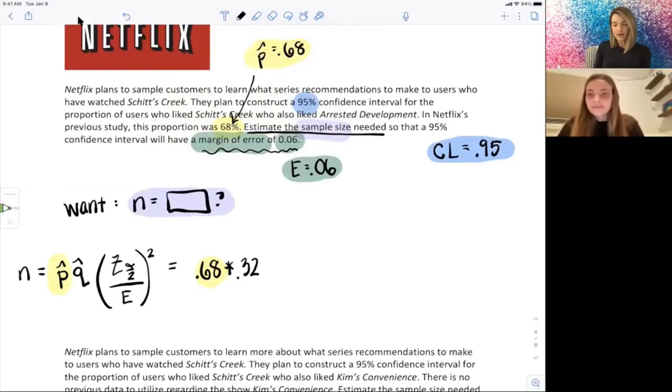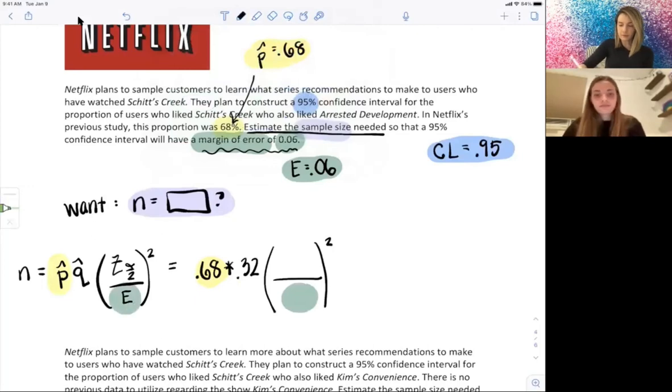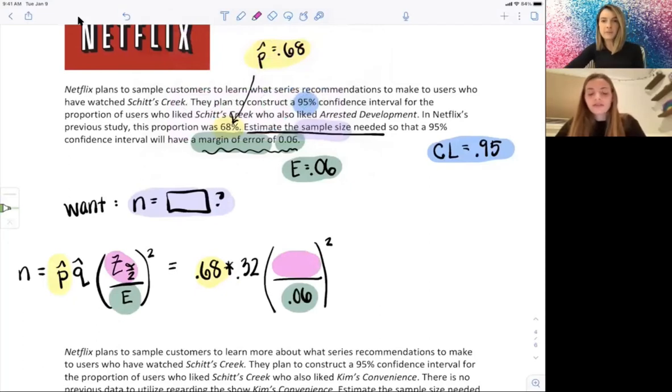Okay. What else do we know right off the bat? So we know our margin of error is 0.06. Perfect. That's what we desire. So we're going to put that right in and say we want that to be 0.06. Okay. So the last thing that we really need to find is that critical value. That's where most of our work is going to be. How do we find the critical value? What does that trace back to?